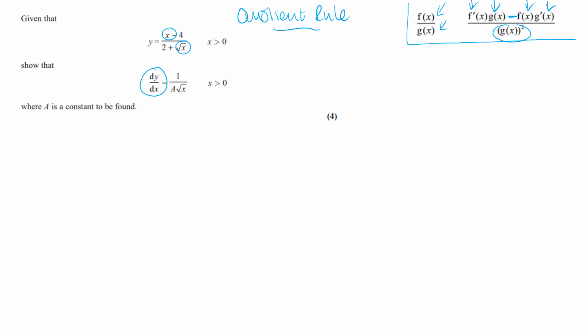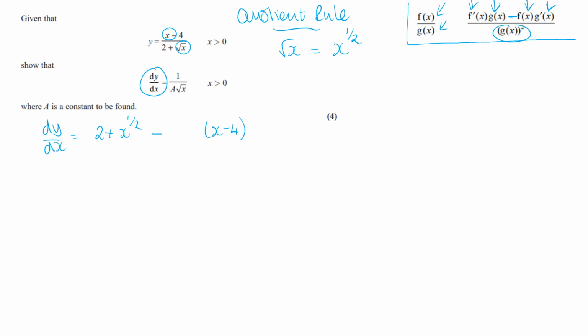Now I know I'm going to be differentiating, so instead of writing root x, I'm going to write it as x to the half. So let's have a go at the differentiation. dy by dx is bottom, which is 2 plus x to the half, times the differential of top, which is just 1. Take away the top, which is x minus 4, times the differential of bottom.